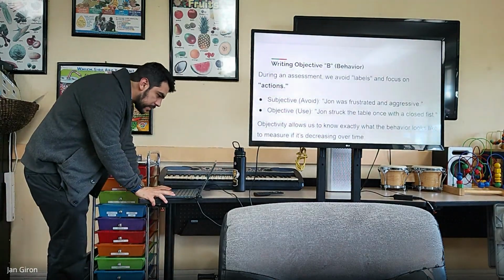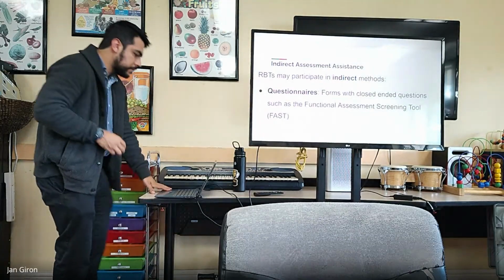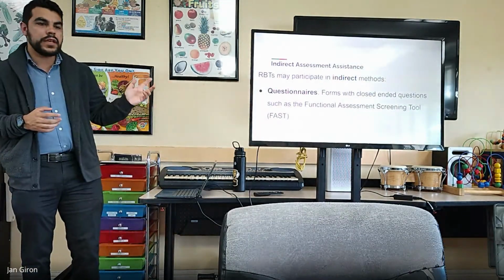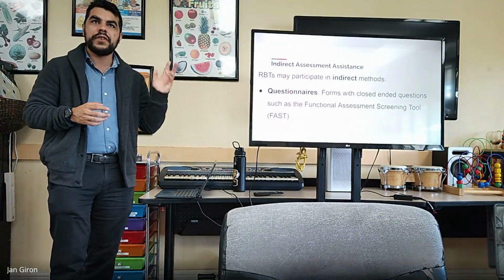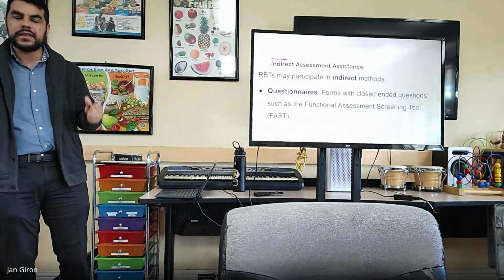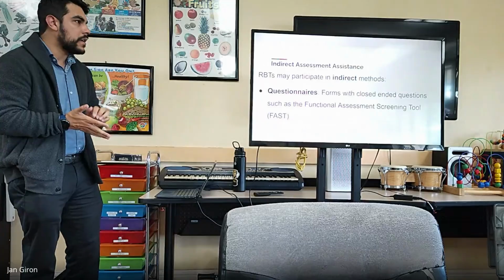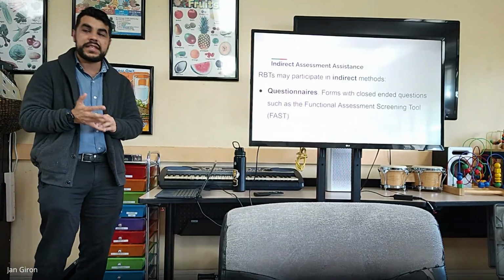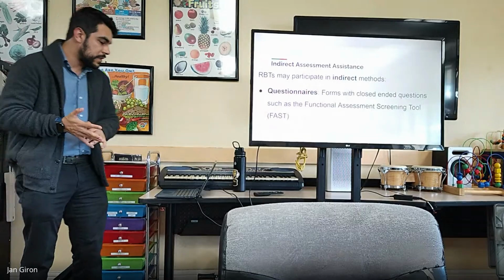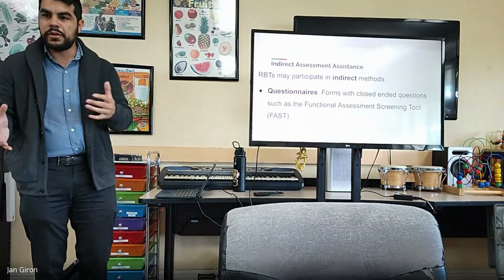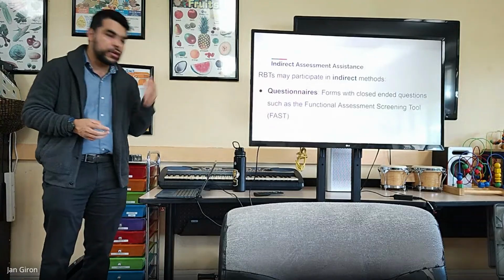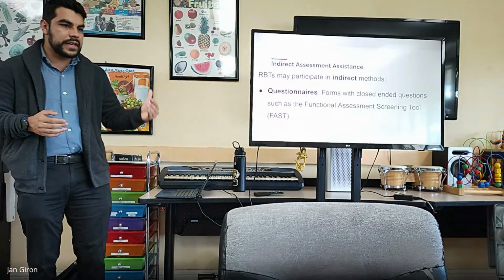Focus on actions, not just labels. So that's one way we can participate in the functional assessment process, collecting that ABC data. Now, something else that we can do is using what is referred to as indirect assessments. So these usually come in the forms of what we have here, questionnaires or rating scales.